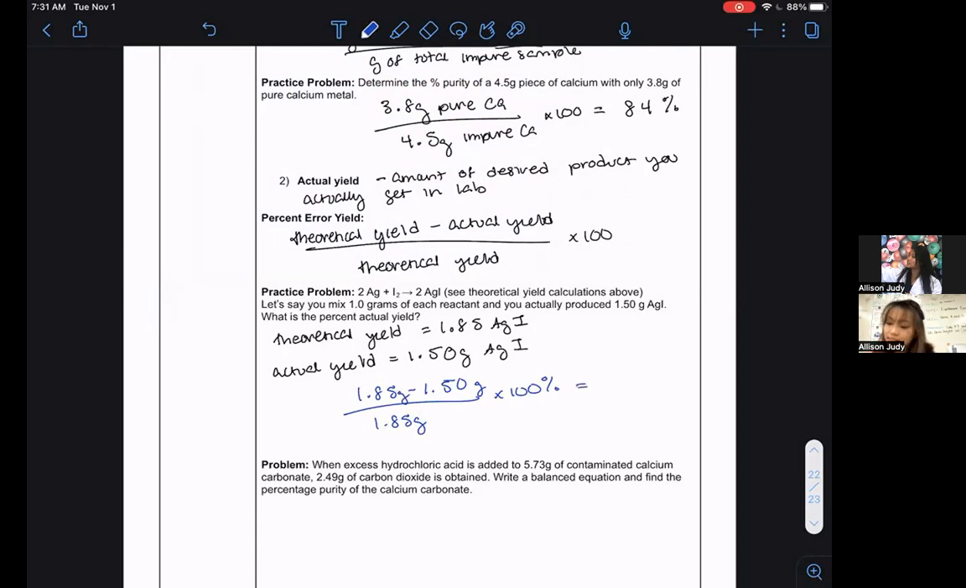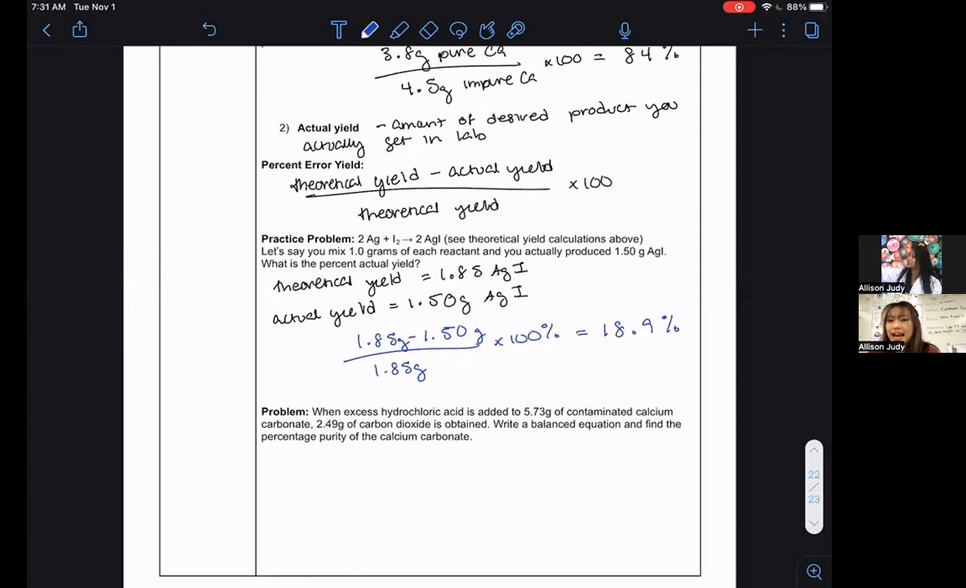What that gives us is our percent error. I should be able to do this in my head: 0.35 divided by 1.85 is an 18.9% error margin. So 18.9% of our reaction didn't work for multiple different reasons, which would be discussed in error analysis or sources of error. This would be our percent error yield. Like how much error did we actually create in the process of doing this reaction.